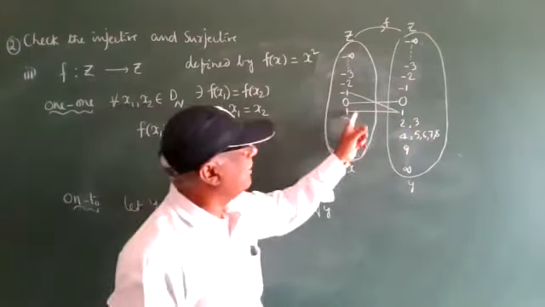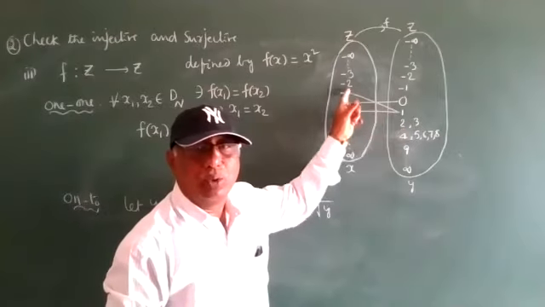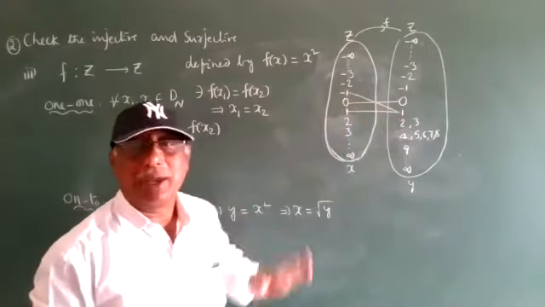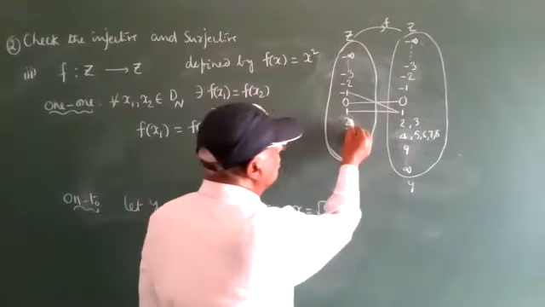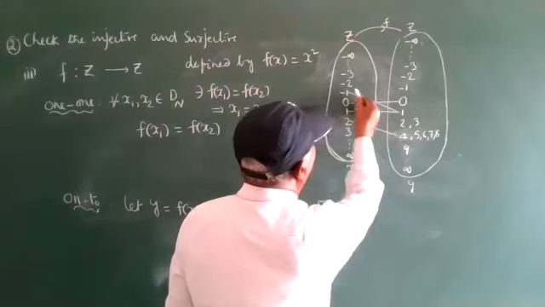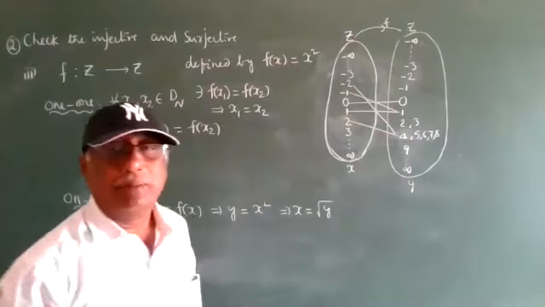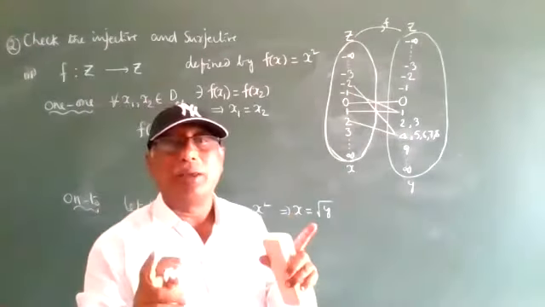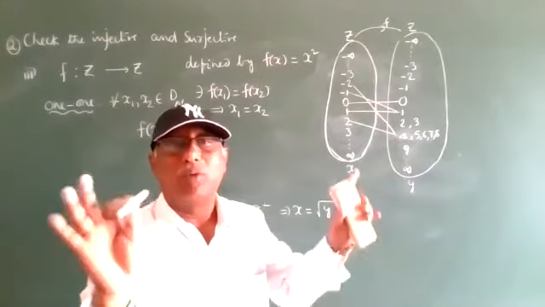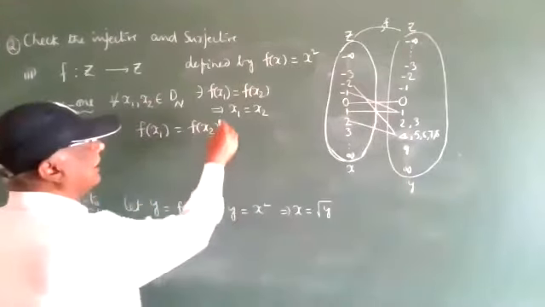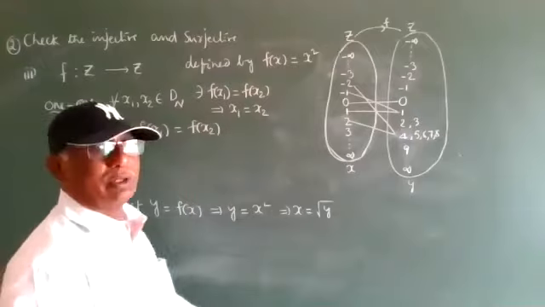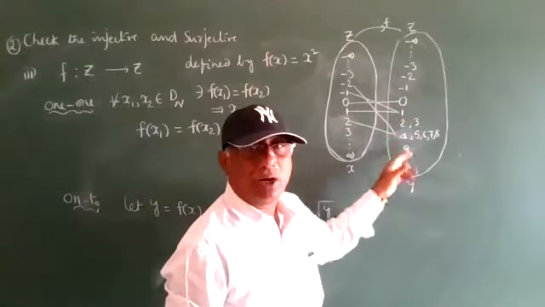Therefore, one element does not have one image; two elements have the same image. Here also, 2 squared is 4 and minus 2 squared is also 4. Two elements have one image, therefore it is not one-one. Immediately you can see. So what about onto? It is not onto.